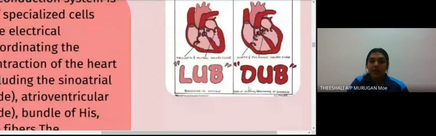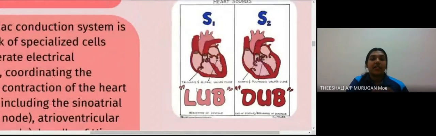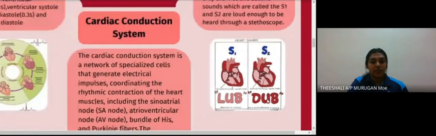As I said before, we hear the lub when the tricuspid and mitral valves close, here and here. The mitral valve is basically the bicuspid. And the dub sound is heard when the aortic and pulmonic valves close, the semilunar valves. The lub is heard at the beginning of systole, and the dub is heard at the end of systole.